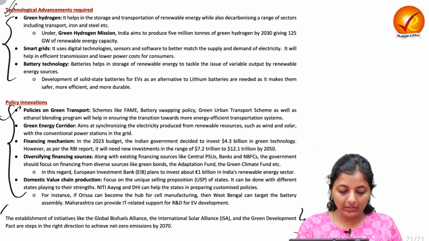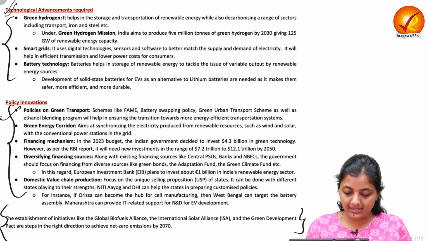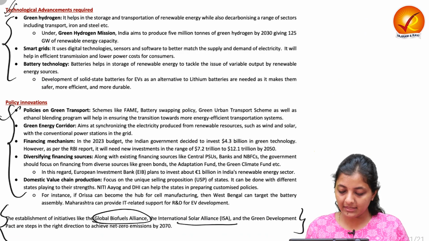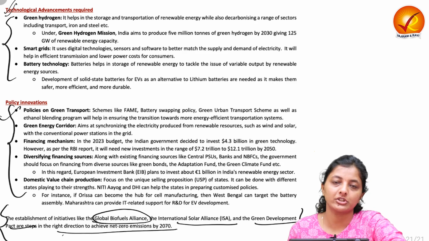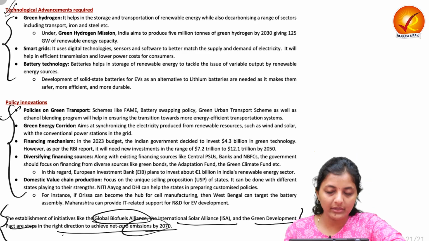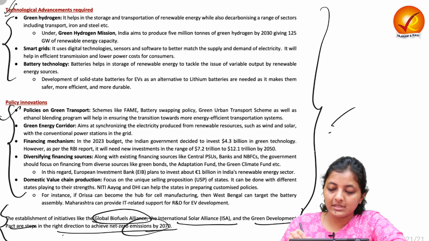In the last conclusion, the answer says that the Global Biofuel Alliance, the International Solar Alliance and the Green Development Pacts are steps in the right direction to achieve net zero emission by 2070. So this way we have completed the third answer also.